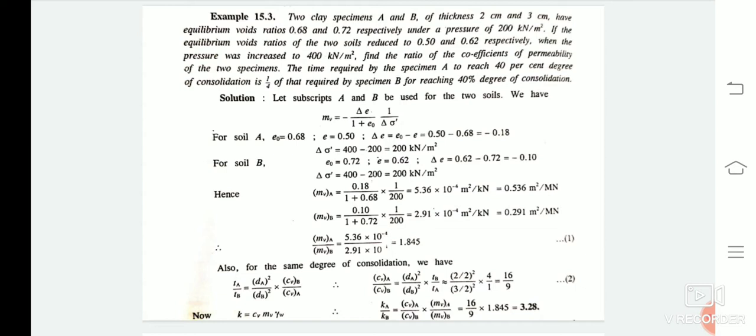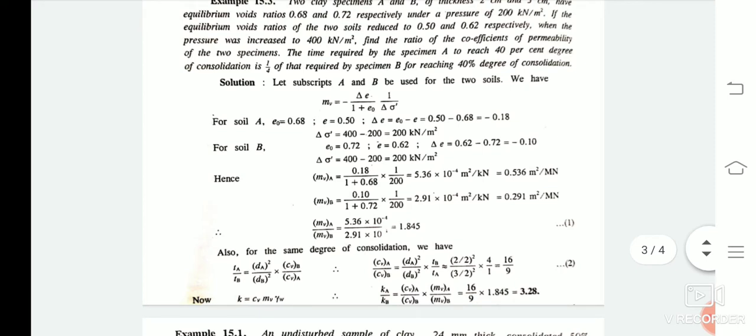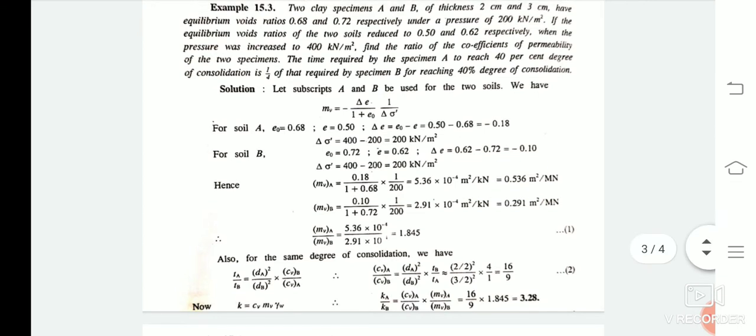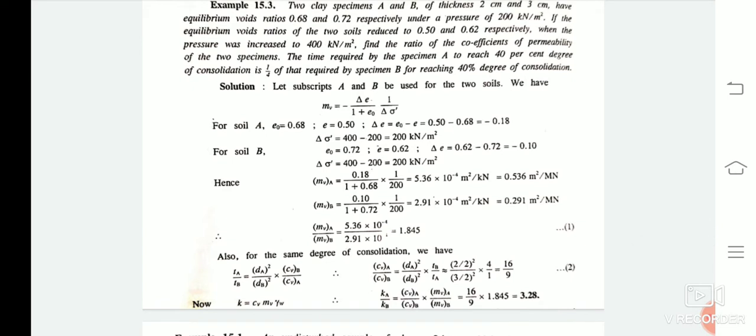We know that the formula for coefficient of volume change is given by mv equals minus delta e divided by 1 plus e naught, multiplied by 1 by delta sigma. So for soil A, the initial void ratio is 0.68 and the final void ratio is 0.5. Hence the change in void ratio will be 0.5 minus 0.68, that is minus 0.18. The increment in pressure will be 400 minus 200, that is 200 kN per meter square. Again for soil B, the initial void ratio is 0.72 and the final void ratio is 0.62. Hence the change in void ratio will be 0.10 and the change in pressure will be 400 minus 200, that is 200 kN per meter square.